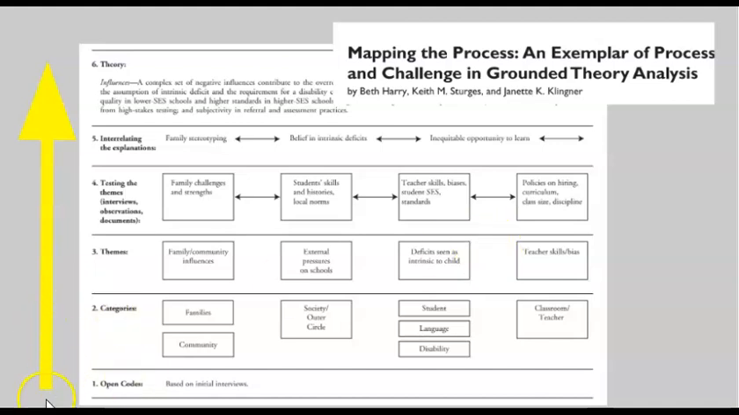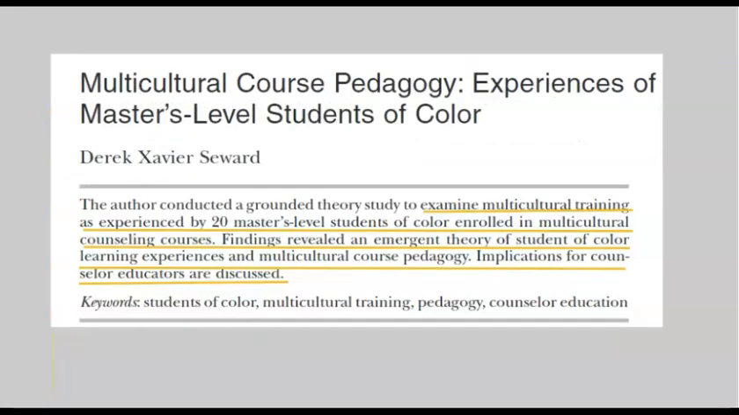So think about this from the ground up. That's why it's grounded theory. It comes from the ground, and these theories emerge from the ground. We don't know what they are already. Here's another example of a study. So you can see here that findings revealed an emergent theory of student of color learning experiences in the multicultural course pedagogy, and it talks about implications for counselors.